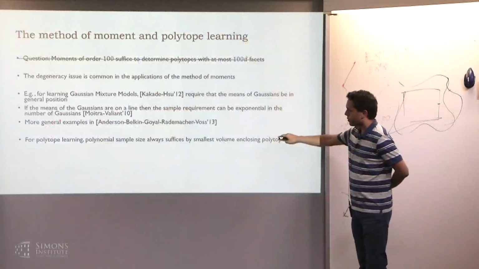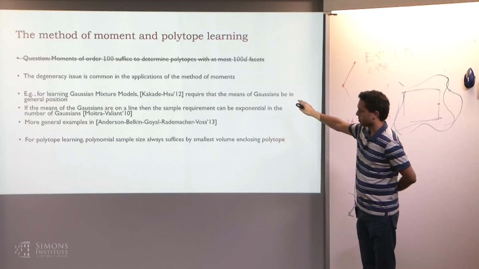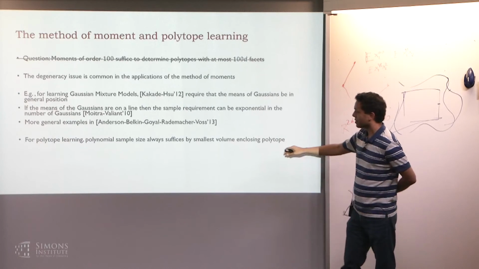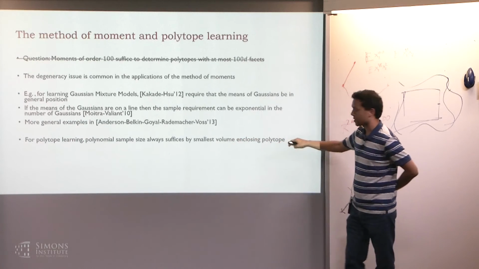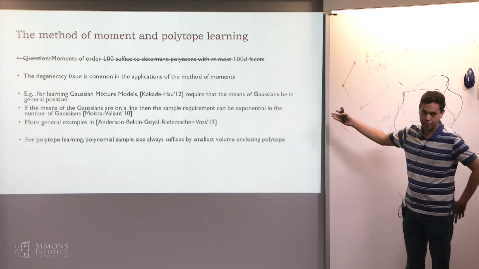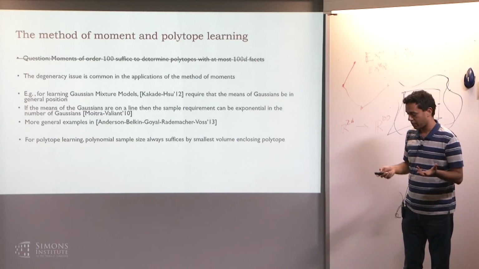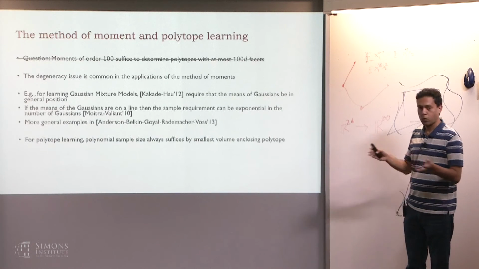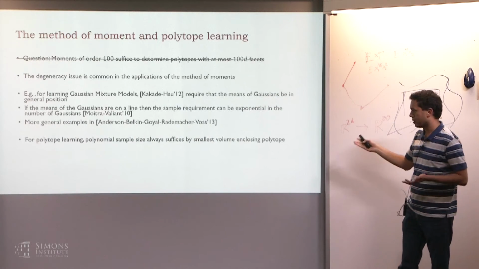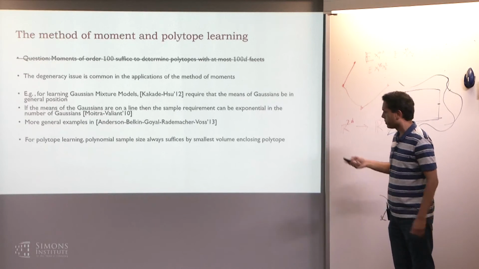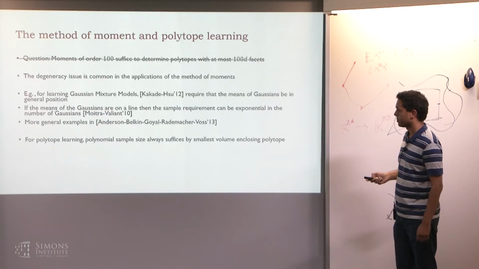But there is a difference in polytope learning from what happens in the Gaussian mixtures case, in the sense that here the sample complexity is still small, even in the degenerate case that I described, because the smallest volume polytope Q always works, regardless of what degeneracy is there in the polytope. So there is a difference here from the other degeneracy phenomena.